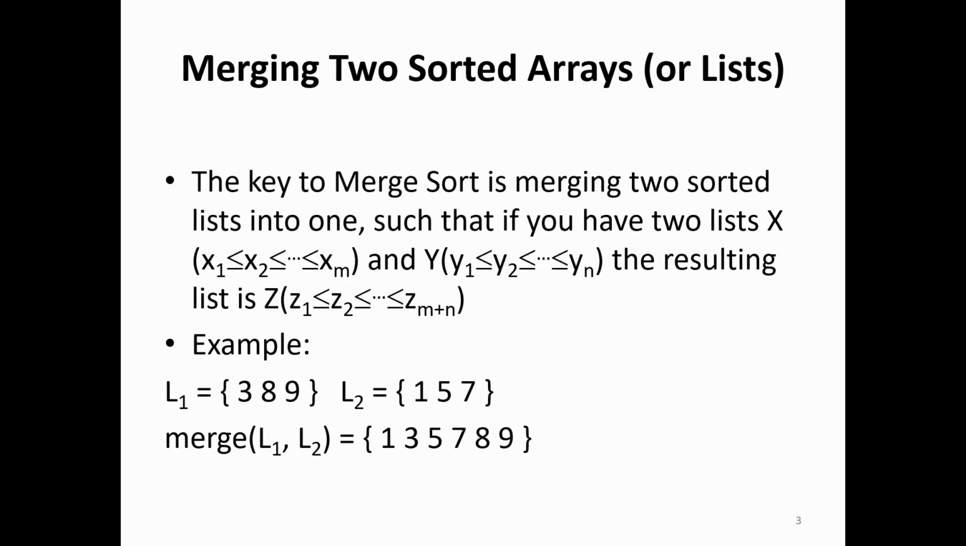Okay, so first of all, before we start talking about merge sort, let's talk about another problem. Let's assume that we have two sorted arrays or vectors. L1 is a sorted array, L2 is a sorted array, and we want to merge L1 and L2 into a larger array with N1 plus N2 elements that's also sorted. So this is the problem that we want to solve first.